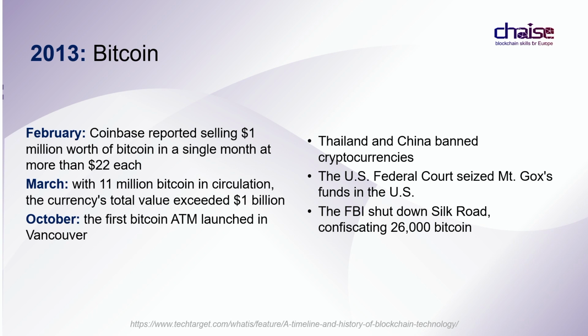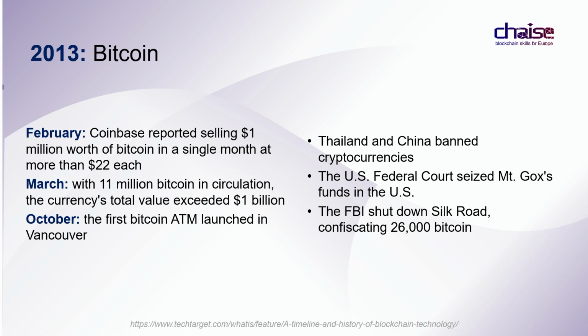In February, Coinbase reported selling $1 million worth of Bitcoins in a single month at more than $22 each. By the end of March, with 11 million Bitcoin in circulation, the currency's total value exceeded $1 billion. And in October of that year, the first Bitcoin ATM launched in Vancouver.